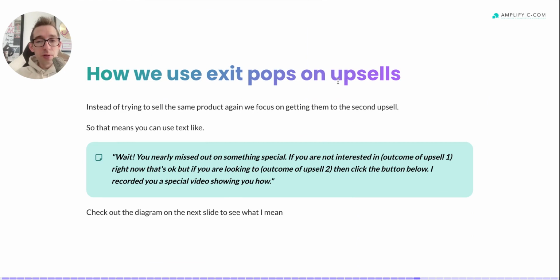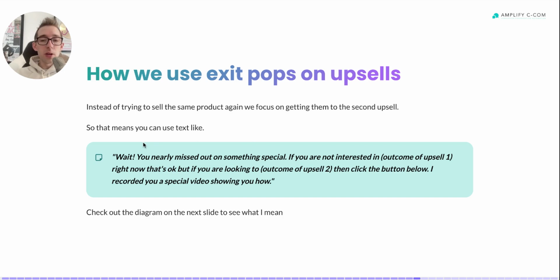So how do we use exit pops on upsells? Instead of trying to sell the same product over and over again, we focus on getting them to the second upsell. You can use text like, "Wait, you nearly missed out on something special. If you're not interested in outcome of upsell 1 right now, that's okay. But if you're looking for outcome of upsell 2, then click the button below. I recorded you a special video showing you how." You'll notice we're not pitching what's in upsell 2. We are selling the curiosity to get them to go to upsell 2.